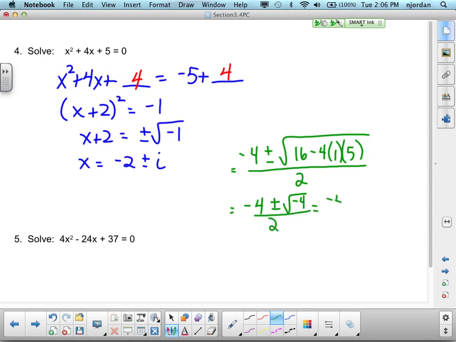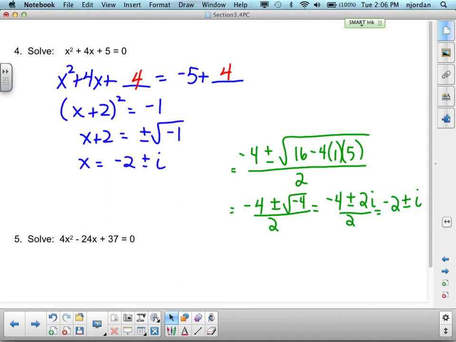Simplifying here, we've got -4 plus or minus 2i over 2. And then please simplify all the way to -2 plus or minus i. Okay? So when you have quadratics, you can solve them either way. It doesn't matter, whatever your preference is. Okay? So you guys can try example 5 here.